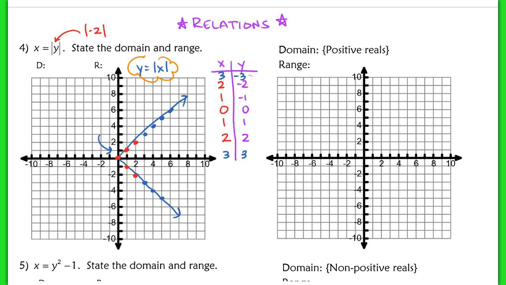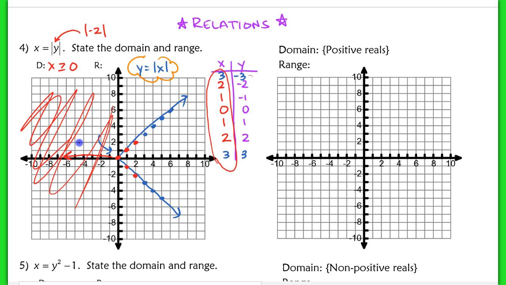All right, so let's now talk about the domain and the range of this relation. For the domain, we're looking at the x values, and you can do this two different ways. You can look at your graph, but you can also take a look at your table of values. Notice that none of these values are ever negative. When you take the absolute value of y, the output is always going to be positive or 0. So that means that the domain is x is greater than or equal to 0. You can see it clearly from the graph as well. None of these negative x values are plotted whatsoever. So your domain is x is greater than or equal to 0.